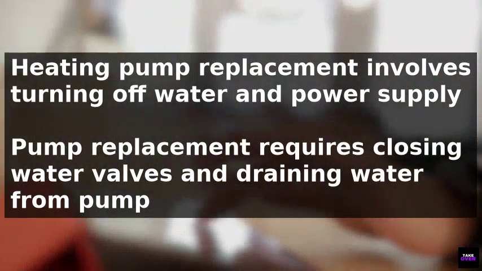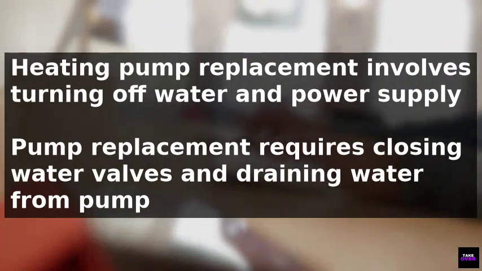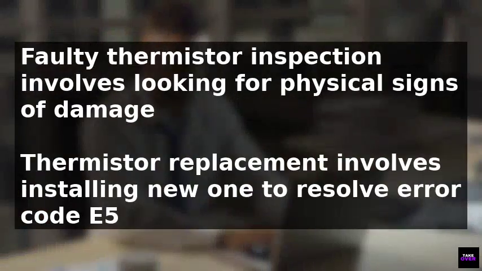power supply, closing the water valves, and draining the water from the pump before removing and replacing it. Finally, if the thermistor is faulty, inspect it for physical signs of damage, such as separation between the resistor element and the lead material, and replace it with a new one if necessary.